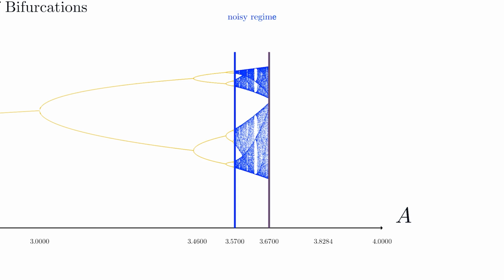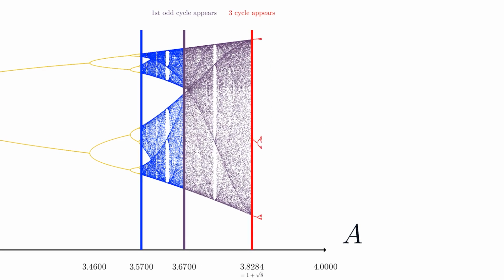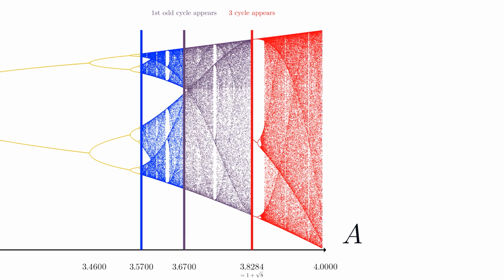At 3.67, something magical happens, which is that the first odd cycle appears. We've seen that the period doubling bifurcation was a natural way of having cycles with even numbers of fixed points, but an odd cycle appears at 3.67. And at 3.8284, which turns out to be equal to 1 plus the square root of 8, something really magical happens, which is that a 3-cycle appears for the first time. So this 3-cycle is 3 points, and each one of these points along the 3-cycle has its own set of period doubling bifurcations, which continue at an accumulation point, and this goes on ad infinitum.